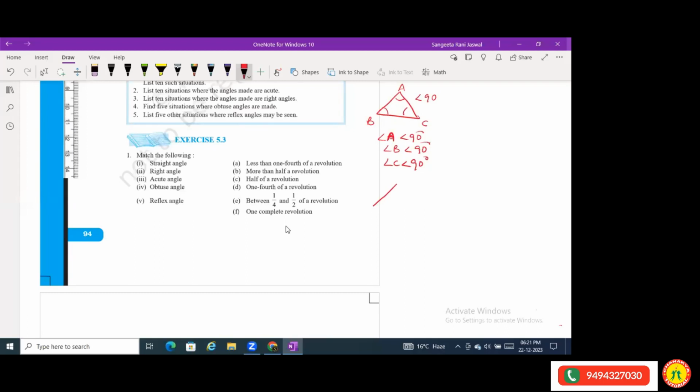And obtuse triangle, I'm just revising once before we do the exercise. An obtuse triangle is one where you have at least one angle greater than 90 degrees. At least one, okay? At least one angle greater than 90 degrees. That is called an obtuse triangle. In an acute triangle, all the three angles are acute, so that's called an acute triangle.